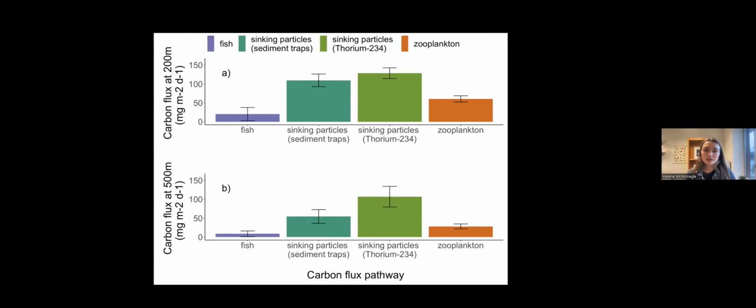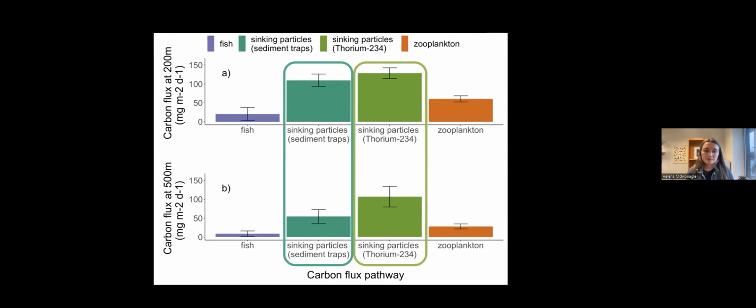The error bars for the sinking particle flux bars, well, I'll first say these are two different methods of measuring sinking particle flux from sediment traps and from this thorium-234 approach. And a lot of the variation there is actually just because from the start to the end of the cruise a few weeks later, there was a really big difference in how much sinking particle flux was measured. And so this just highlights that sinking particle flux is very seasonal. It can change not only by season, but by week even.